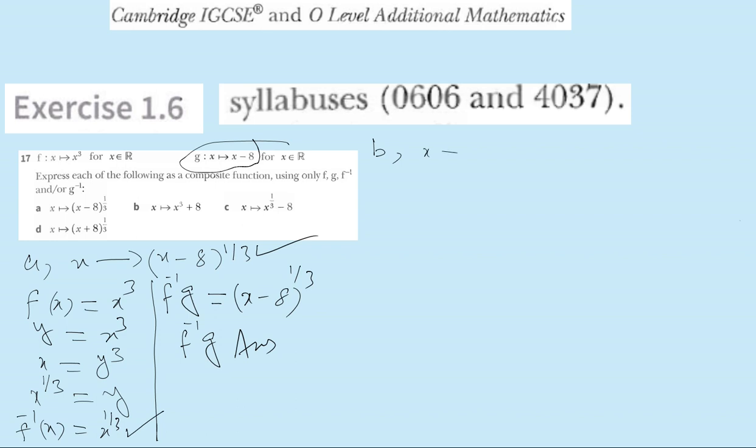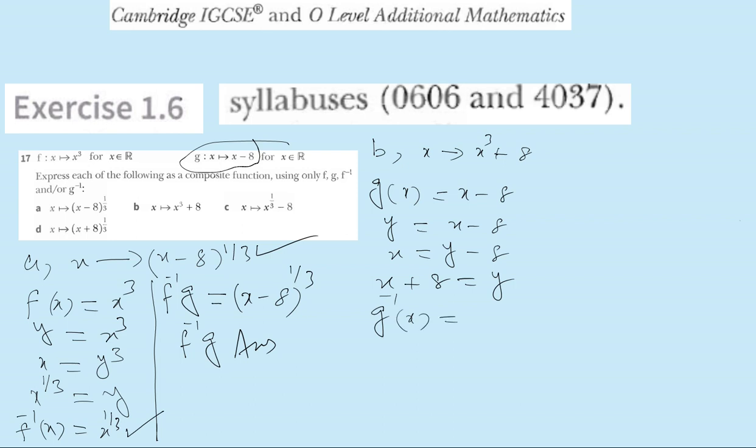In part B, x mapped onto x cube plus 8. X cube plus 8 means if you find g inverse, g of x is x minus 8, and find the inverse, therefore this becomes y equals x minus 8. Replace y by x and x by y minus 8. Make y the subject, y is equal to x plus 8. Replace y by g inverse x, so g inverse x is equal to x plus 8.